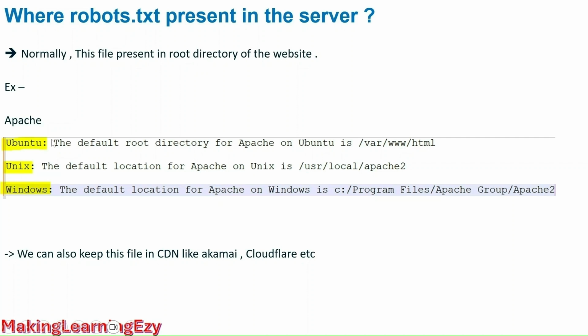So if you are using Apache on Ubuntu, the root directory would be /var/www/html. You can change the path of the root directory as per your need. You can also keep this file in a content delivery network like Akamai or Cloudflare instead of keeping it on the server. So as per your need, you can choose where to keep the robots.txt. After a few slides, we will see how to put the robots.txt in the Apache web server.